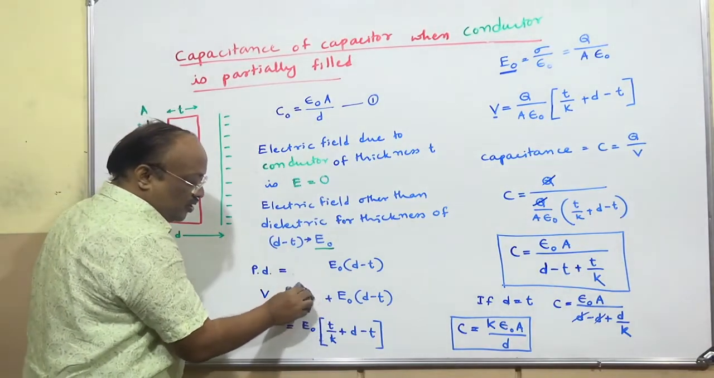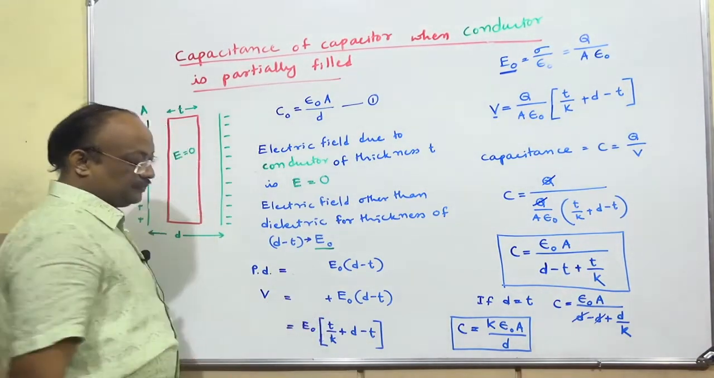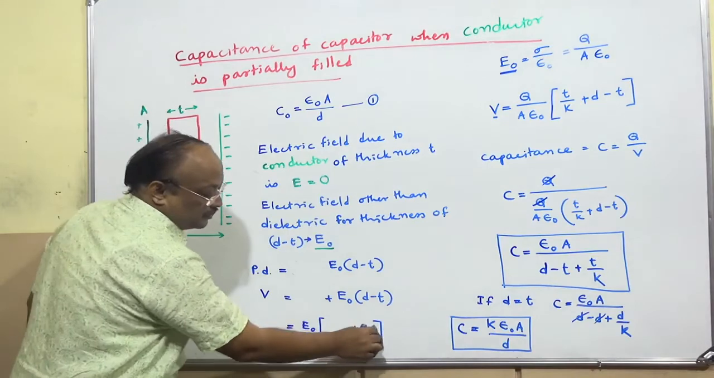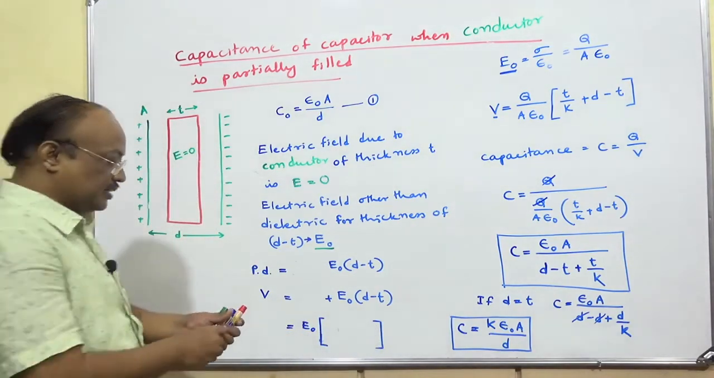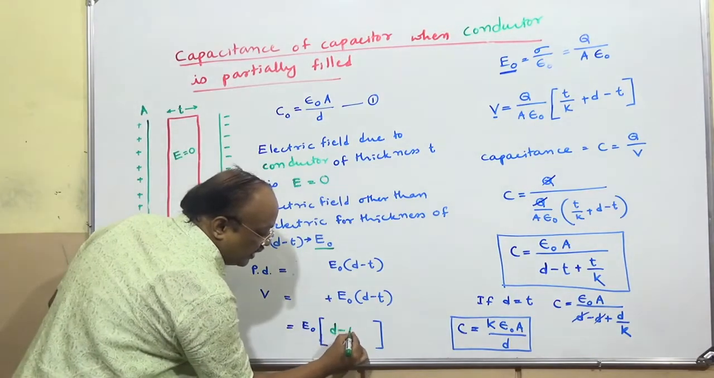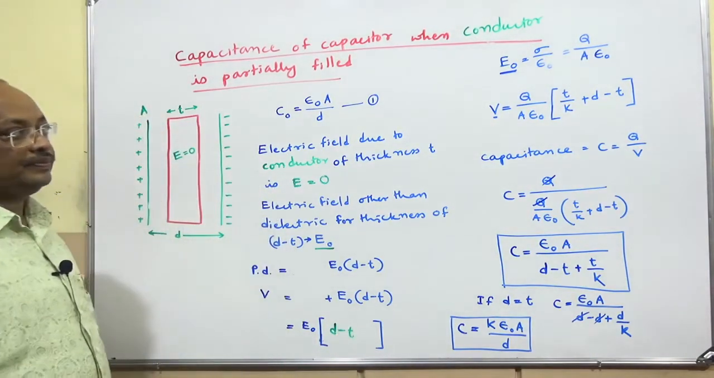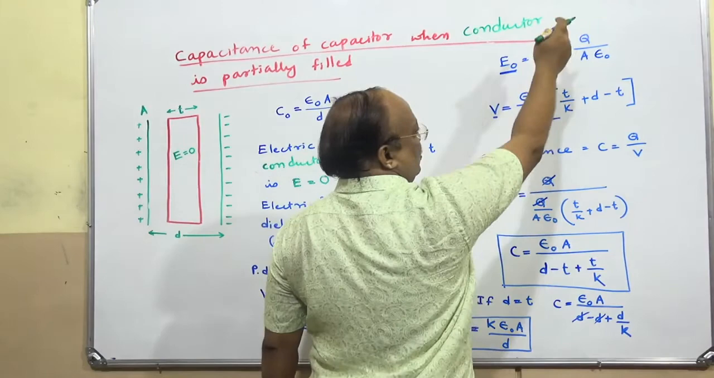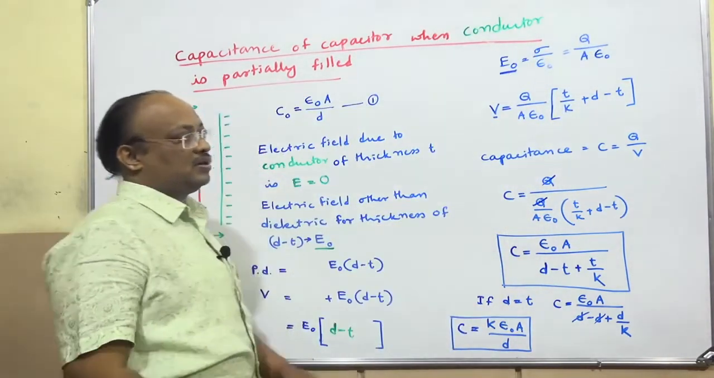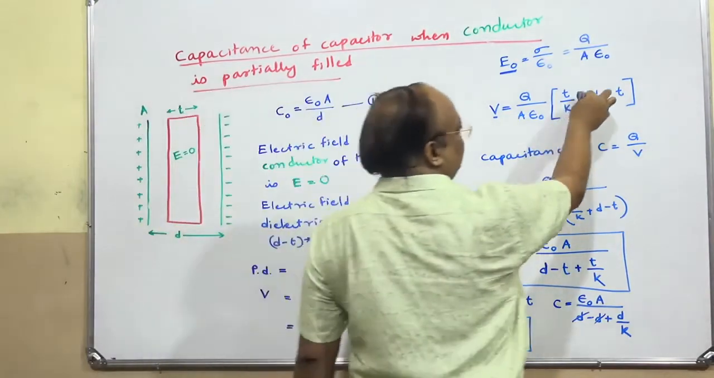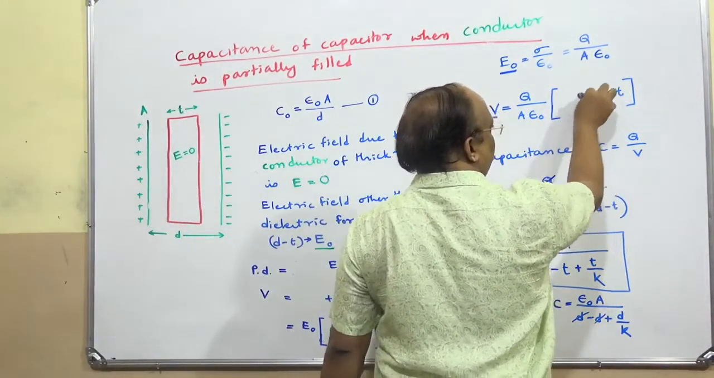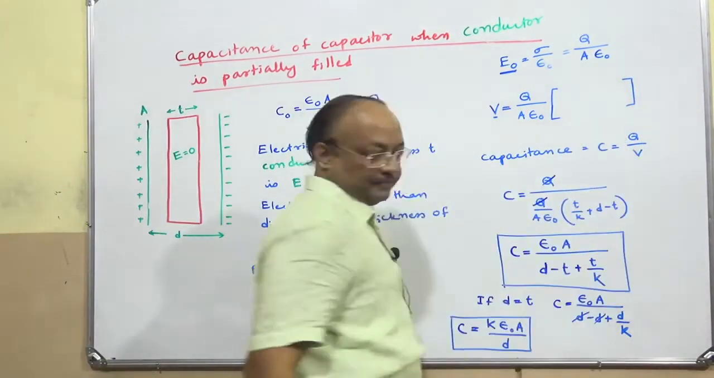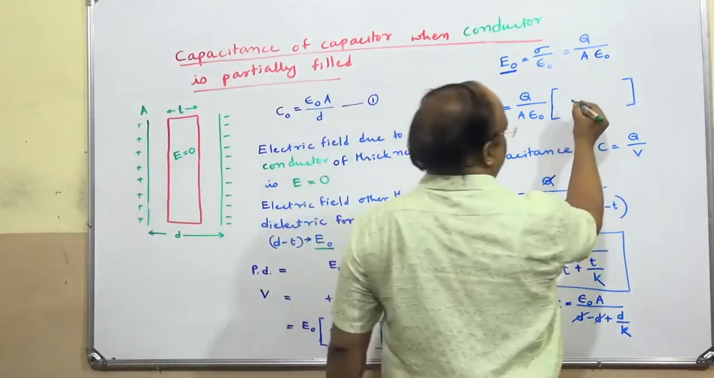So this expression will not be there. I write it as just E naught into D minus T. Same thing, E naught is equal to sigma by epsilon naught, which is equal to Q by epsilon naught. But only, we will have D minus T.